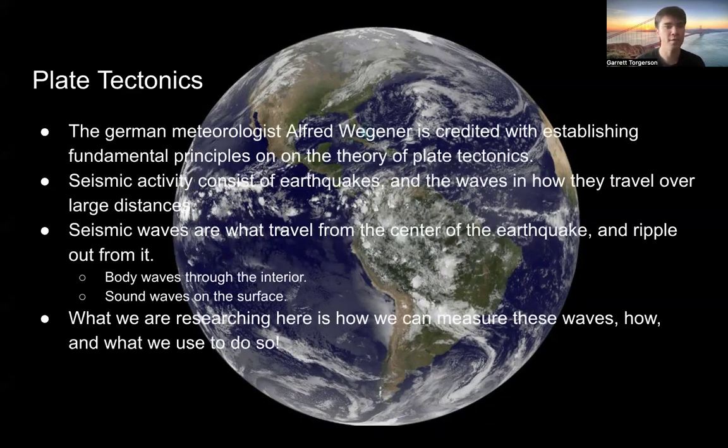First of all, we'll go over plate tectonics. The German meteorologist Alfred Wegener is credited with establishing fundamental principles on the theory of plate tectonics. Seismic activity consists of earthquakes and the ways in how they travel over large distances, how that corresponds with plate tectonics. As we know, at the boundaries, fault lines, slip, strike, subduction, and spreading plates are all examples of plate boundaries, and then the plates North American, Juan de Fuca, and the Eurasian plate, just to name a few.